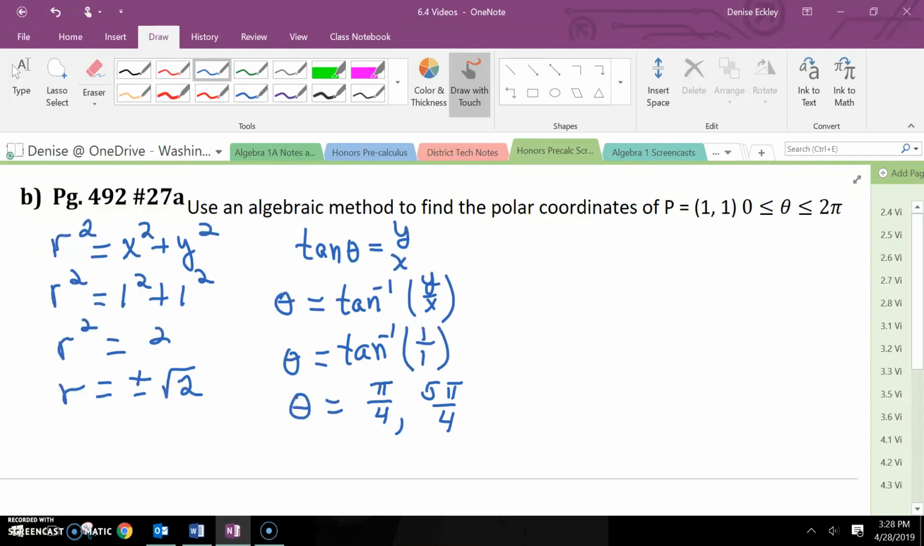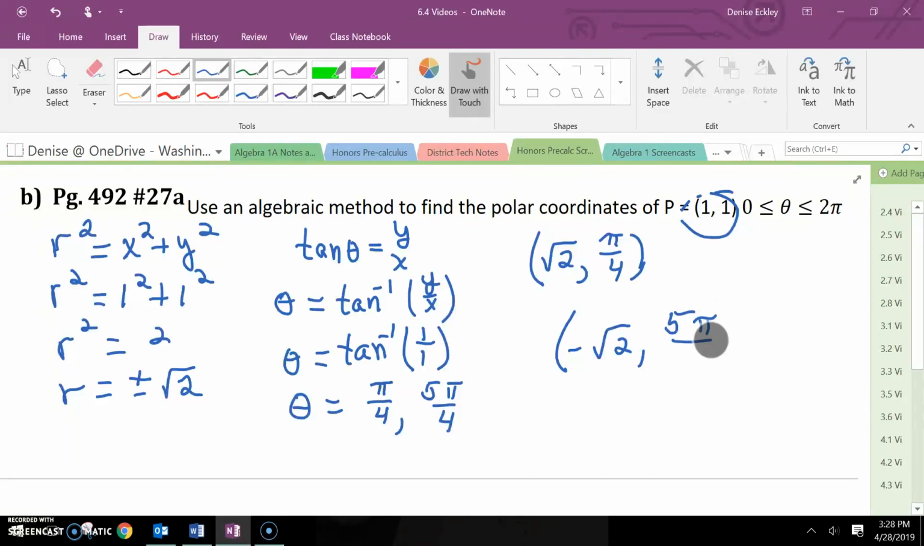So now we can write two different polar coordinates for the same point, (1, 1). The first one is going to be (square root of 2, pi over 4). And the other one will be (negative square root of 2, 5 pi over 4), because we have to pull it back to the first quadrant, so that's where the 5 pi over 4 would come into play. And those will be the polar coordinates for the point (1, 1) in one trip around the circle.